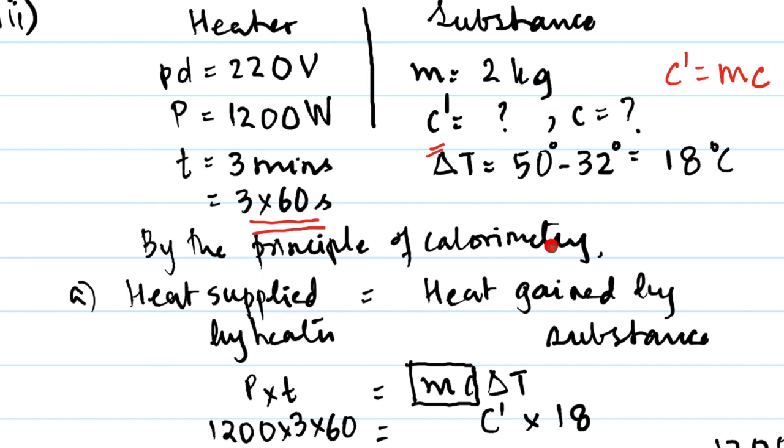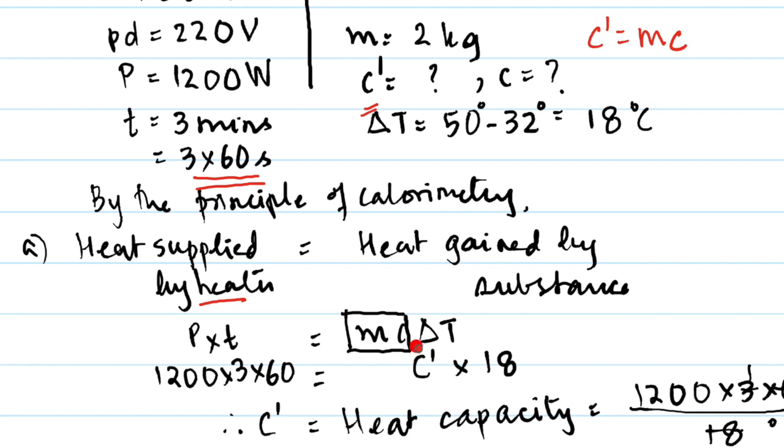So by the principle of calorimetry, heat supplied by the heater will be equal to heat gained by the substance. Heat supplied by the heater is going to be electrical, which got converted into heat. So we'll have P into T will be equal to heat gained by the substance, which is mc delta T. You know the formula as well. Now we want heat capacity, so we put a box here for M into C because C dash is equal to M into C. And for this we'll write C dash. Everything else we know. Power we know, time we know in seconds, delta T we know. Can you see that delta T we found out?